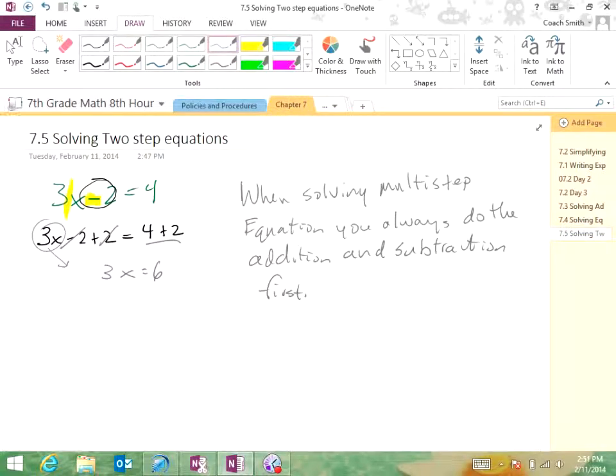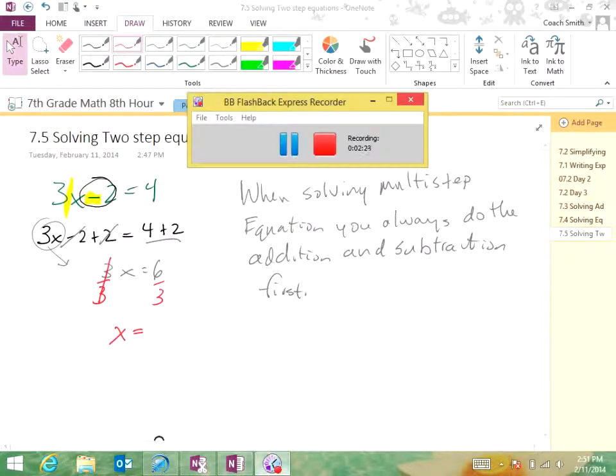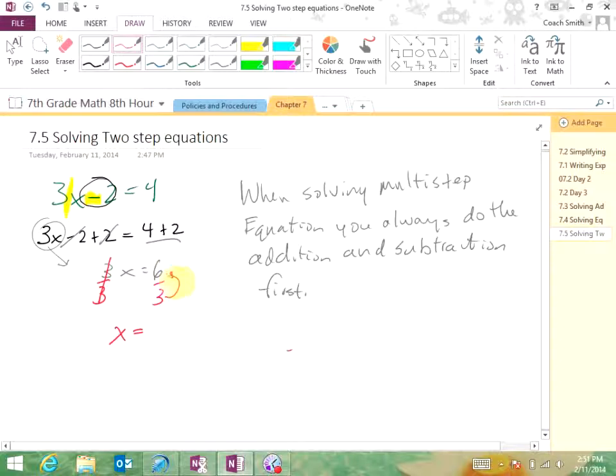Are we done? No, because to solve, we're trying to get the variable by itself. The variable is not by itself because it still has a 3 in front. So therefore, we must do the inverse of multiplication, which means we must divide both sides by 3. Over here, 3 over 3 is 1, so that leaves us with 1x. Over here, it's 3 into 6, which is 2. And that means x equals 2. And that is the solution to the problem.